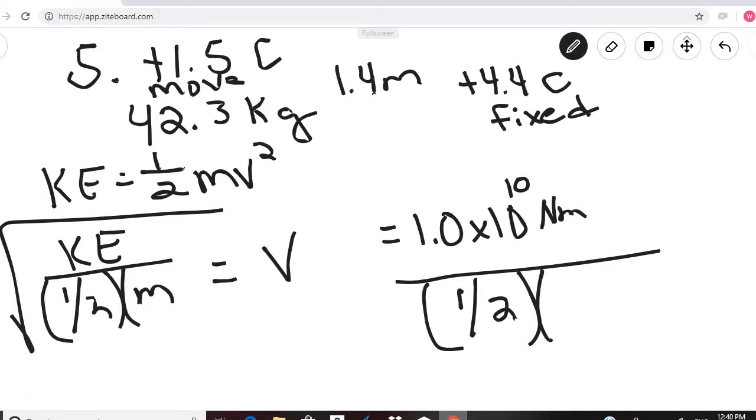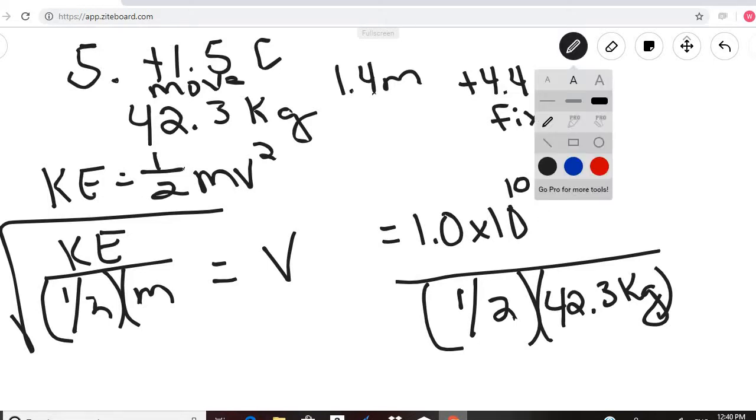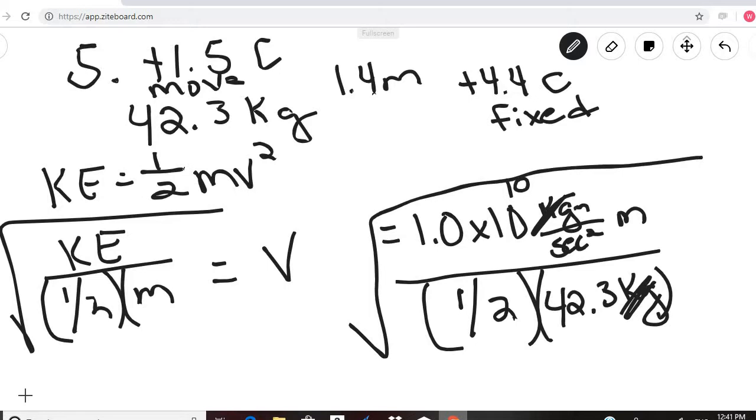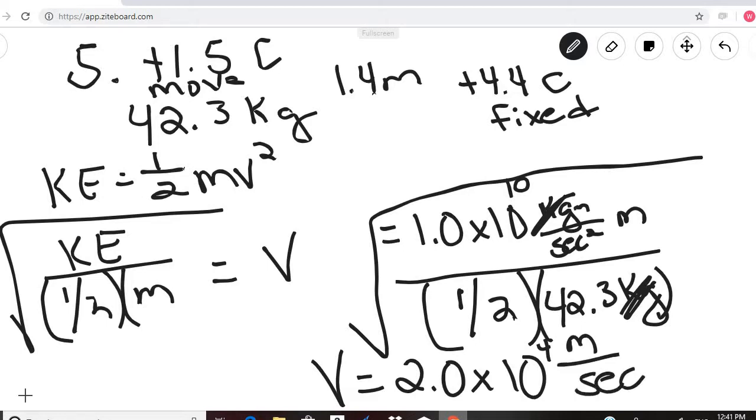We'll divide that by the mass, which we were given as 42.3 kilograms. If we change this Newton to a kilogram meter per second squared, and it was a Newton meter, so the kilograms will cancel. Meters times meters is meters squared over seconds squared. When we take the square root of this whole thing, that will give us V. We will be left with meters per second, and V will come out to 2.0 times 10 to the 4th meters per second. Okay, so that is number 5.